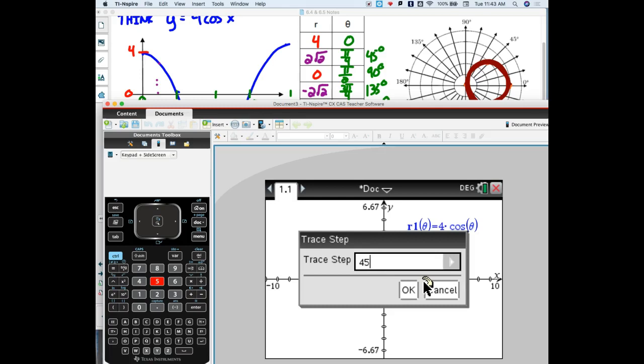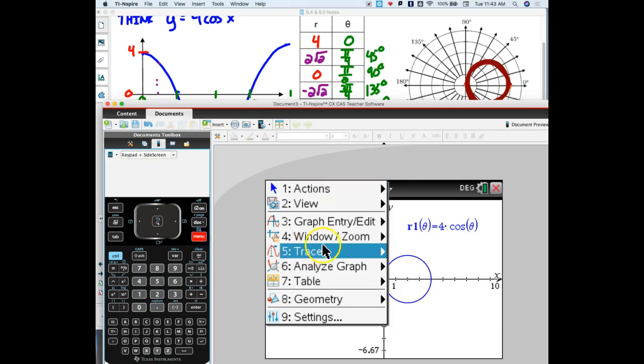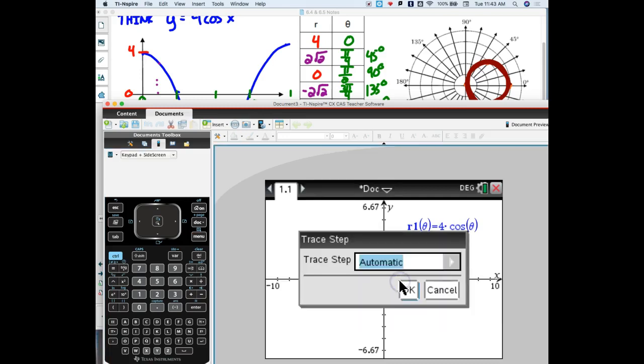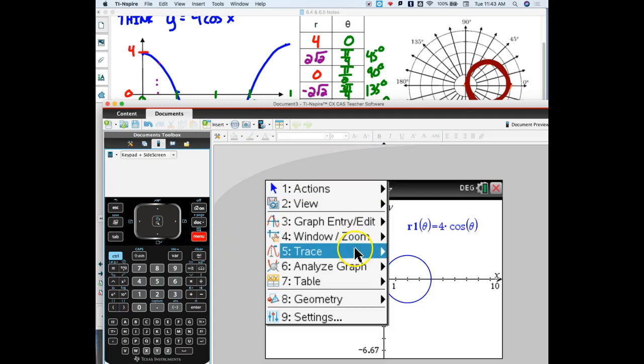Okay? So we're going to hit OK on that, and then, whoops, trace step too large. Why is my trace step 45 not too large now? We'll go 15 then. Be that way. We can't go 45. We'll go 15. We'll just have to double tap, or triple tap actually, to get it to the 45s. Okay? Then, go back into trace.